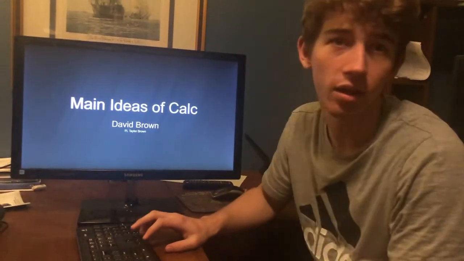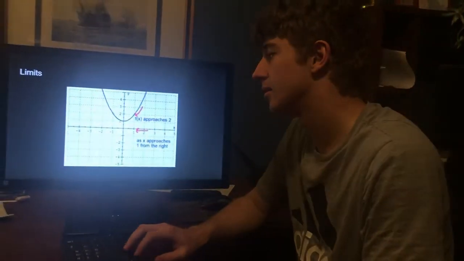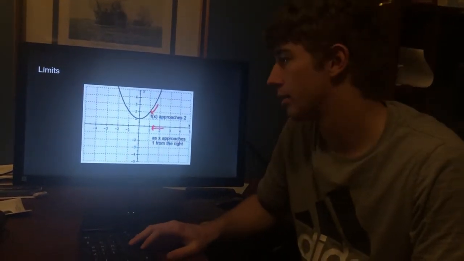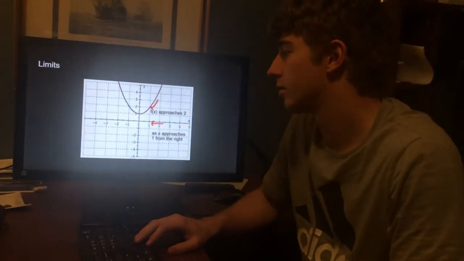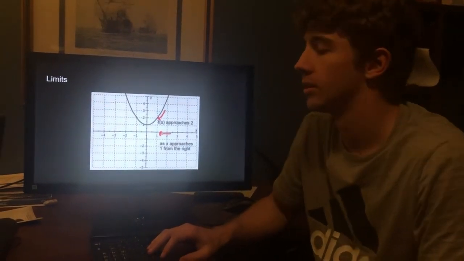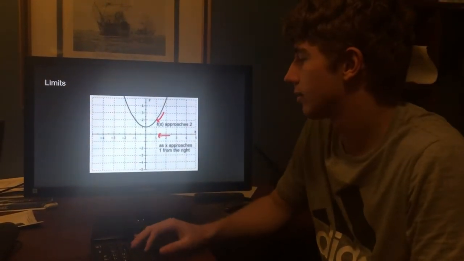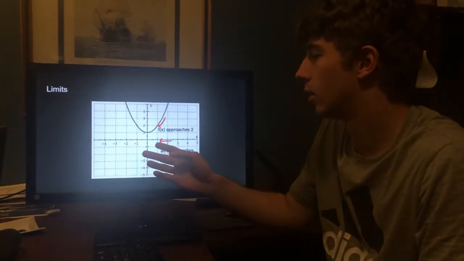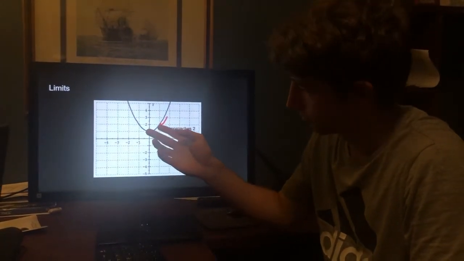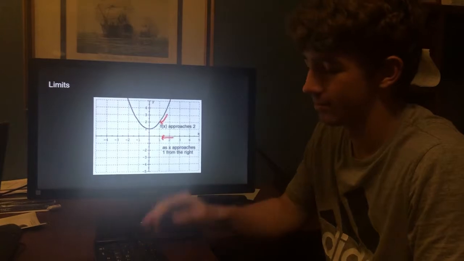This is the main ideas of calculus. It's like what you'll learn and stuff. The first thing is limits. It's one of the first things you learn at the beginning of the year, and basically it's what the graph approaches at a certain point. So for instance, in this graph, as the graph approaches 1, f of x is 2. So you can see that right there.